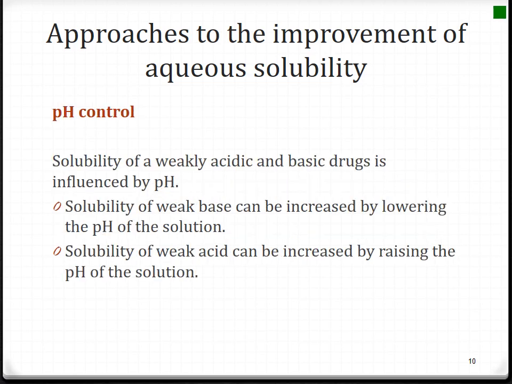Changing the pH of the solution is another common technique for increasing drug solubility. The solubility of a weakly acidic or weakly basic drug is influenced by pH. If the drug is a weak base, its solubility can be increased by lowering the pH, which is making the solution more acidic. On the other hand, if the drug is a weak acid, its solubility can be increased by raising the pH, which is making the solution more alkaline.